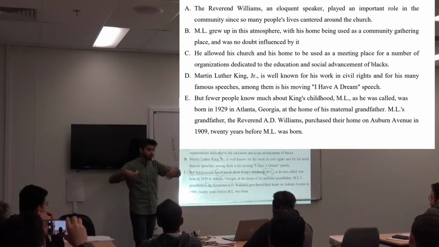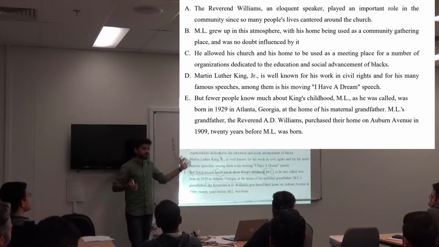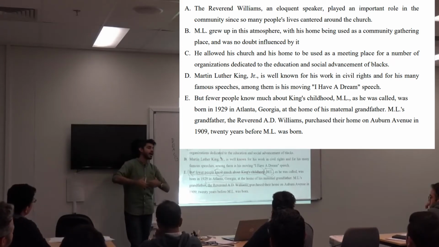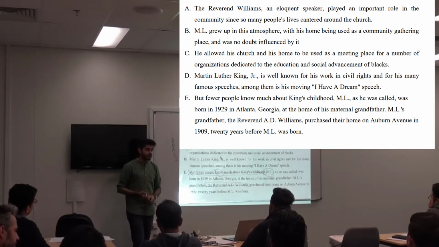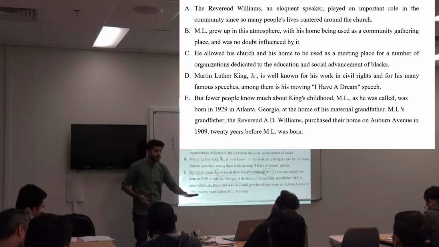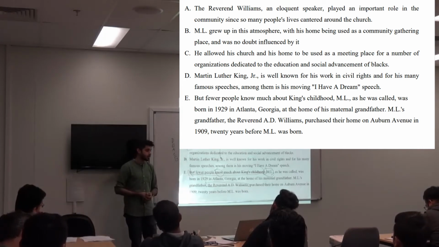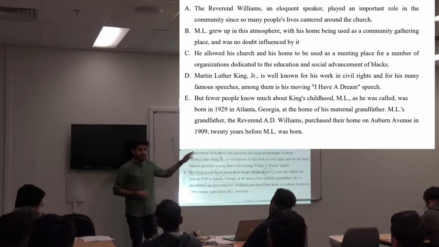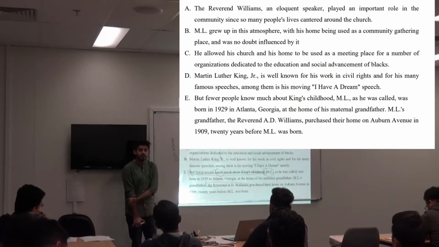He allowed his people, he was living in a church or something, he allowed the people of the society to come to his house for public gatherings and have discussions about civil rights, right? Advancements of blacks. ML, because he was in his grandparents' house, he grew up in this sort of atmosphere. You know, we have people coming and discussing the civil rights, which actually influenced his life.